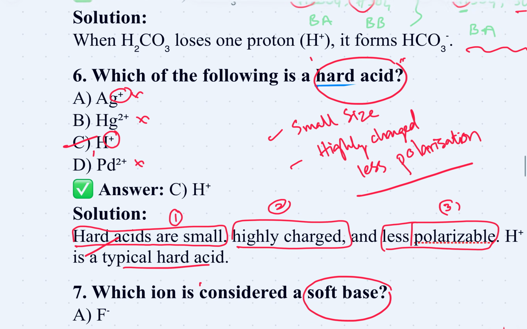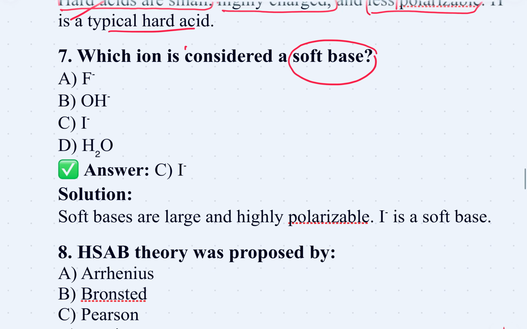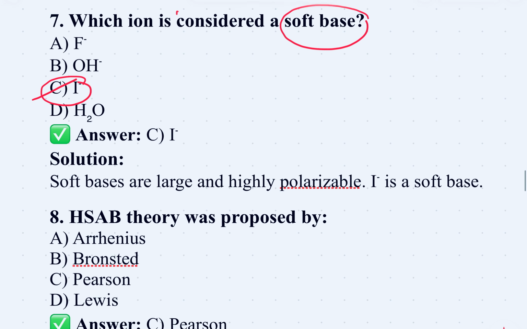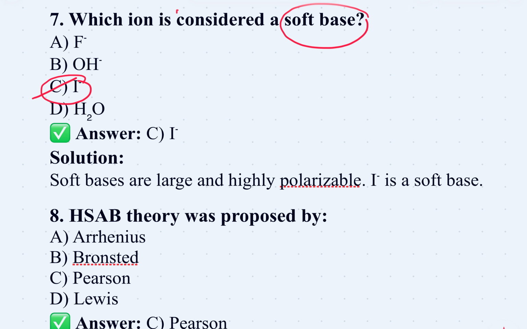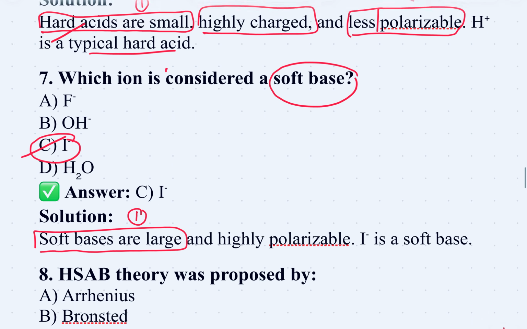Here, hard acid, soft base. See, exactly these concepts are matched. Similarly, we'll go for here. F minus is given, OH minus is, but here the answer for soft base is I minus. How I minus? I will explain clearly. You can see, same concept here. Soft bases are large, opposite to the first point, hard bases. Clear? Hard base, hard acid, soft base.